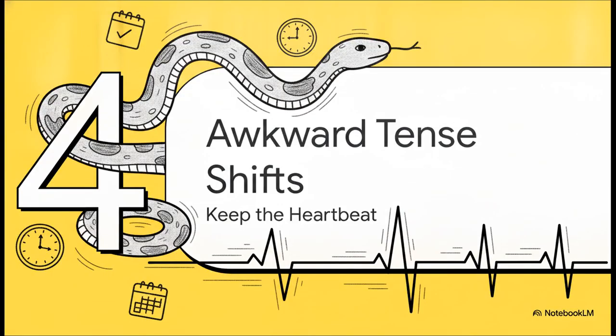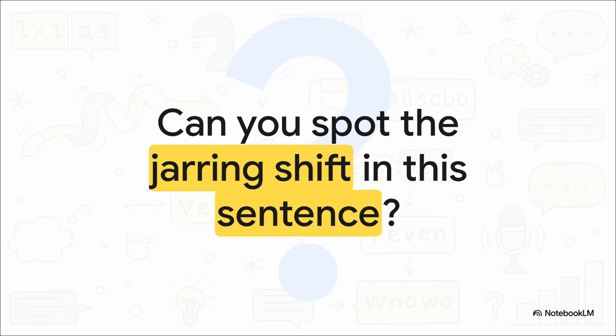Let's move on to part 4, avoiding awkward tense shifts. Remember our snake example from the beginning? Shifting tenses without a real actual change in time totally breaks the sentence's heartbeat. So let's do a quick interactive challenge. Can you spot the shift here? He came home early because he wasn't feeling well, then he discovers his wife had the door key.